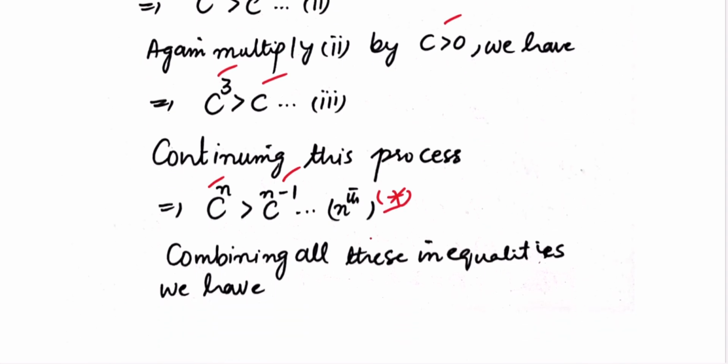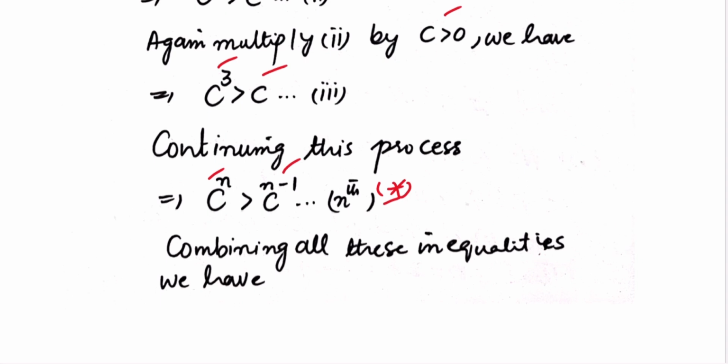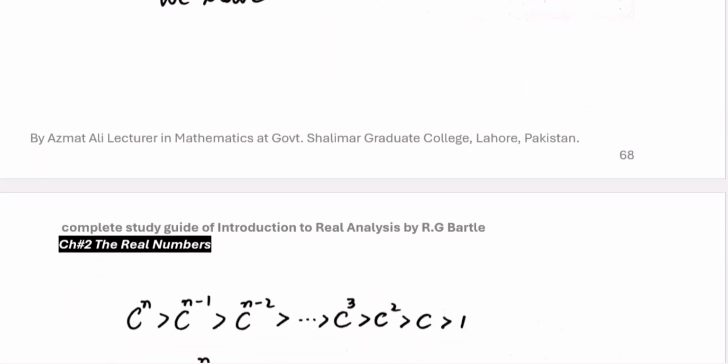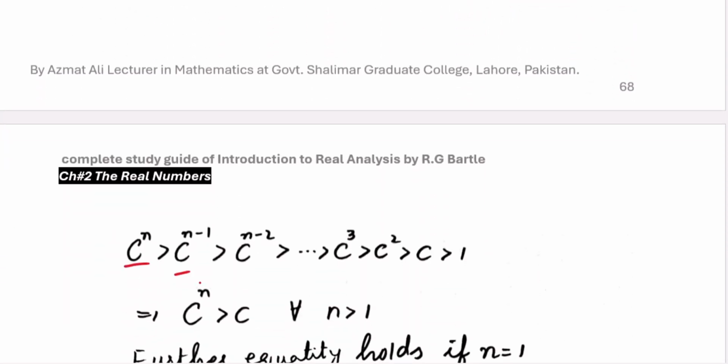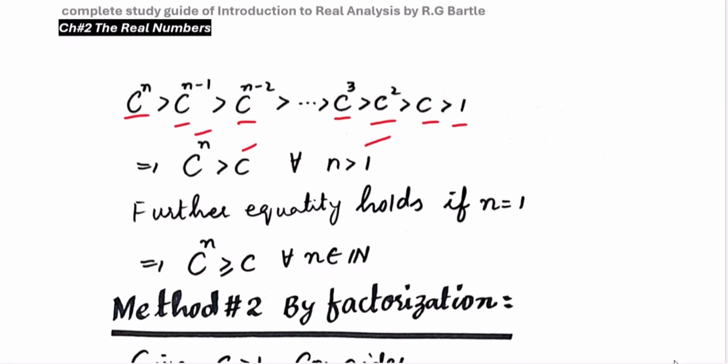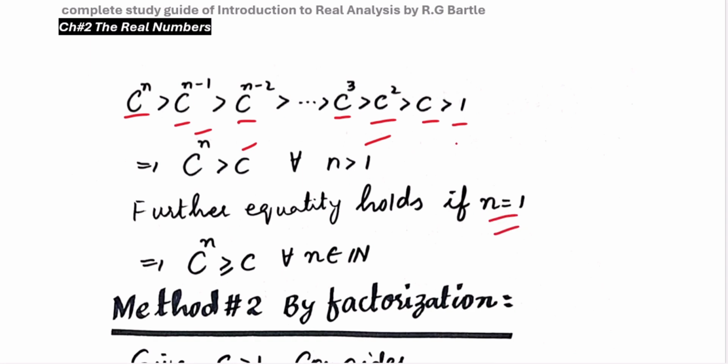Combining all these inequalities, we have C raised to power n is greater than C raised to power n minus 1, which is greater than C raised to power n minus 2, and so on, greater than C cube, C square, C greater than 1. And this finally implies C^n is greater than C when n is greater than 1. But equality holds if n is equal to 1. If n is equal to 1 here, then C raised to power 1 is exactly equal to C. So C raised to power n is greater than or equal to C for all n belonging to N, because when you include n equal to 1, n is a natural number.